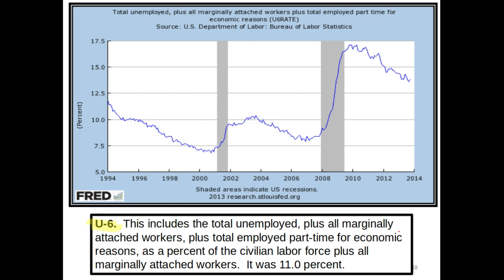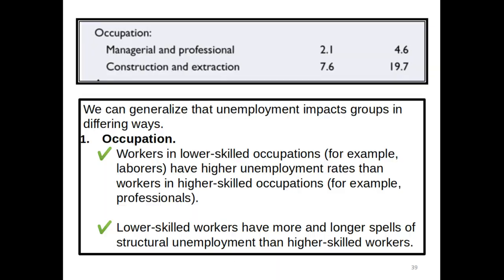The U6, this is going to be our biggest number because it's going to be all the people that are classified as unemployed, all the marginally attached workers, all the employed part-time for economic reasons. So all those people that are kind of underemployed and all these people that would work more if they could. And that's going to be our highest number.